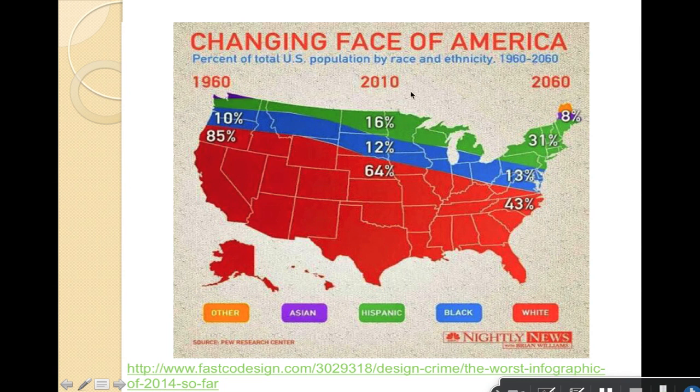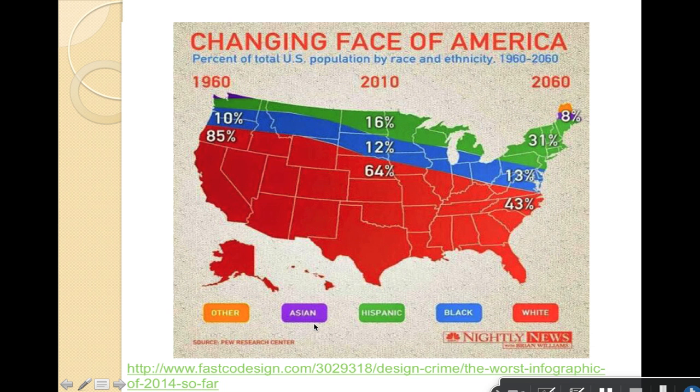So I would hate to just pick on Fox News because other people are guilty of making poor graphs as well. So this one comes from NBC Nightly News with Brian Williams. This is a few years old as well. This is kind of an interesting one. It's talking about the changing face of America, and we're looking at percent of total U.S. population by race and ethnicity from 1960 projected to 2060.